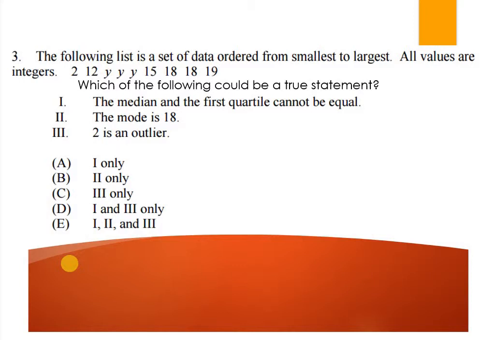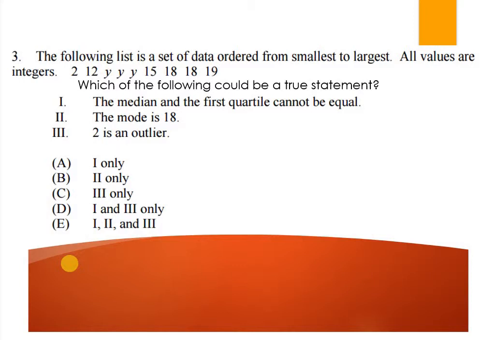For my Y's, what is the smallest value that Y can be? 12. What is the biggest value that Y could be? 15. I didn't say that each of those were different numbers. All we said is that we ordered them from smallest to greatest. So it's quite possible that we have just 4 12s in a row or 4 15s in a row. Please don't assume that they have to be different numbers.